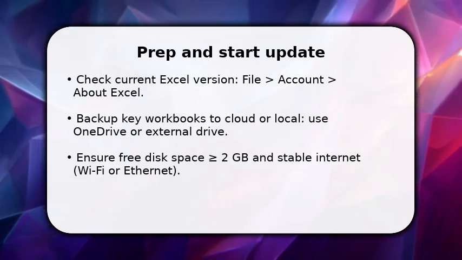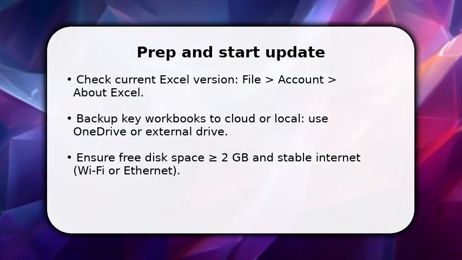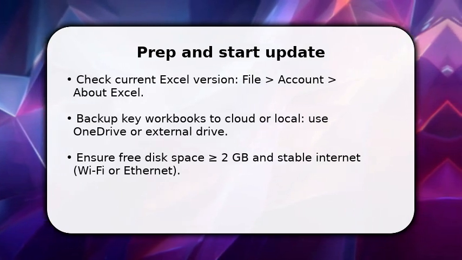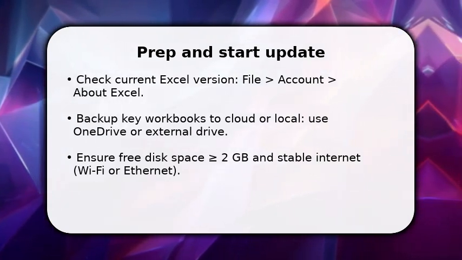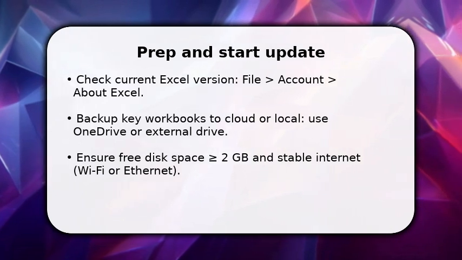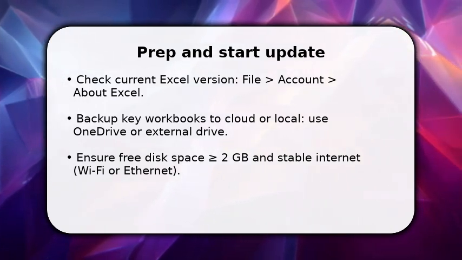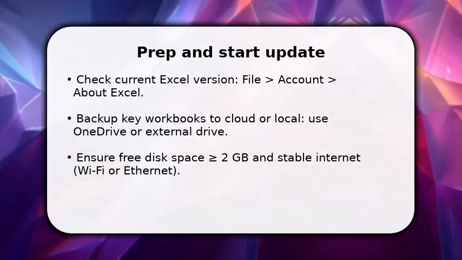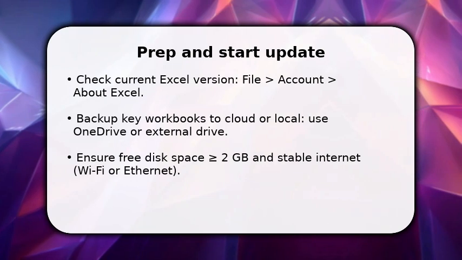You begin by confirming prerequisites and kicking the update process into motion. First, check your Excel version under File Account so you know the target update. Once done, back up important workbooks to OneDrive or an external drive to avoid data loss. Make sure you have at least 2 GB free disk space and a stable internet connection.